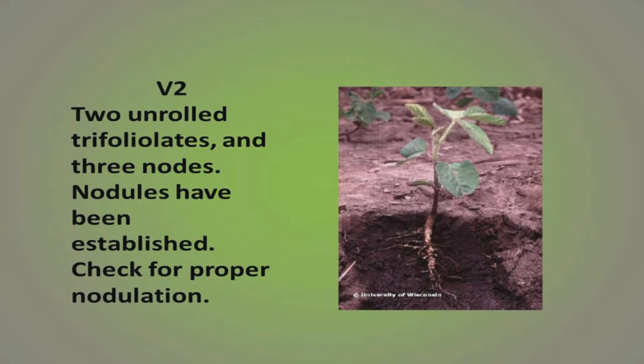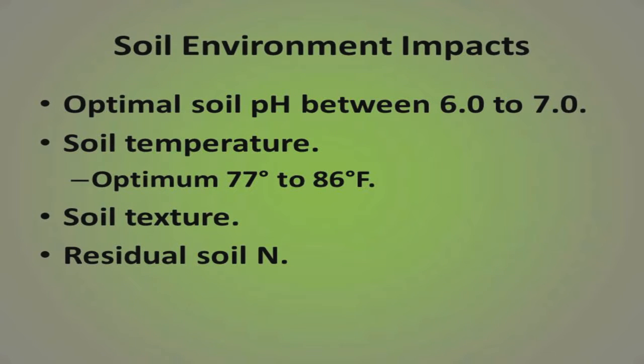Typically, we will see these nodules start to form, or we should be able to find them by about V2, and we'll talk about that. As the second trifoliate starts to unroll, you should be able to find nodules on the plant roots. A lot of factors will affect nodulation. Optimum soil pH. If we get low soil pH, it will have an influence on the availability and how efficient they are. Soil temperatures, soil textures, lighter soils, we may have to make sure that we replenish these on a regular basis.